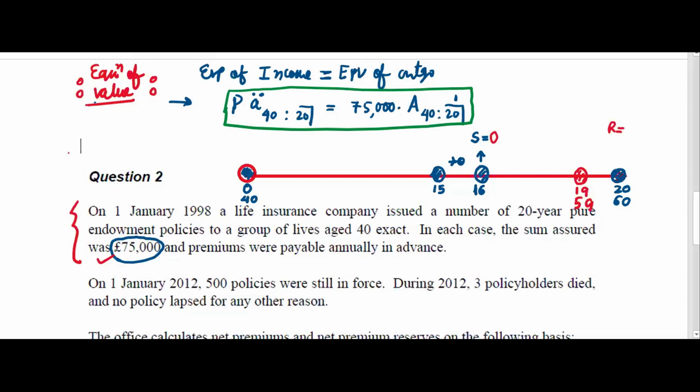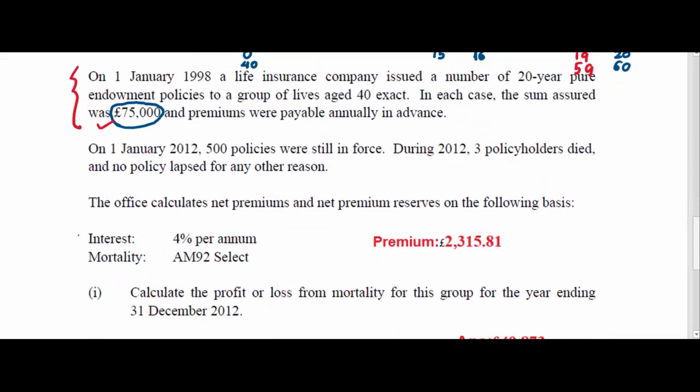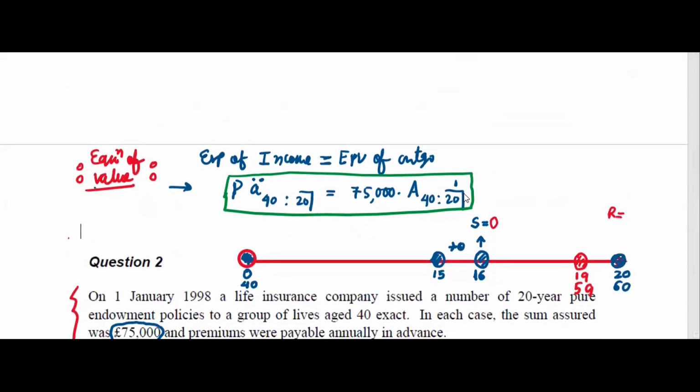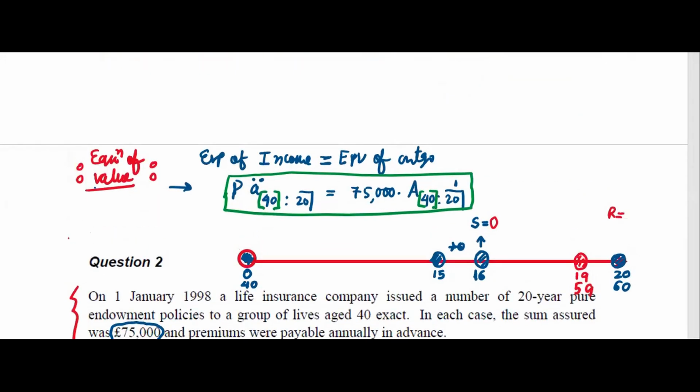So when you find this one, 40, 20, you need to use the table. To see the table, let's go here. Interest is given 4% per annum. Mortality is given M92 select. I must have said before, if M92 ultimate is there, normal mortality you can use. But when select is there, you have to write a bracket. You have idea about this or not? So this bracket will come when you have select mortality. If you have ultimate mortality, then this bracket will not come.